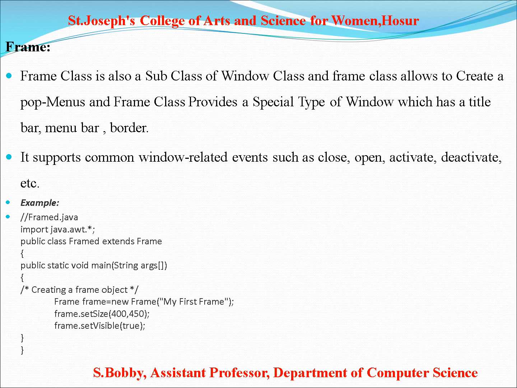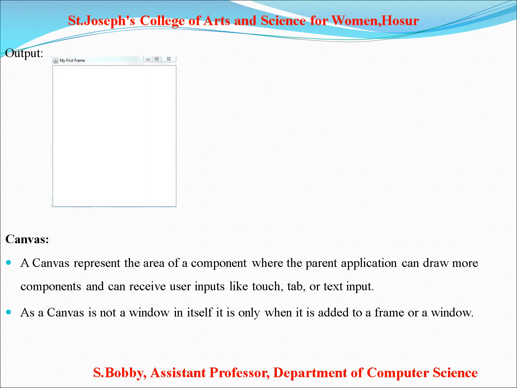Then the next one, the frame object creation. Here we only give the title of the frame. Then setting the frame size. The next one, setting the frame visibility. This is the output. Here we create a simple frame using AWT, set a title and size, and make it visible. The frame is displayed on the screen.